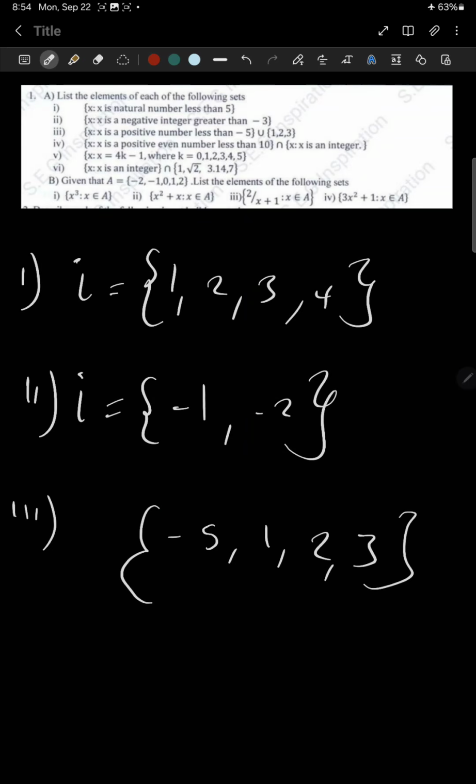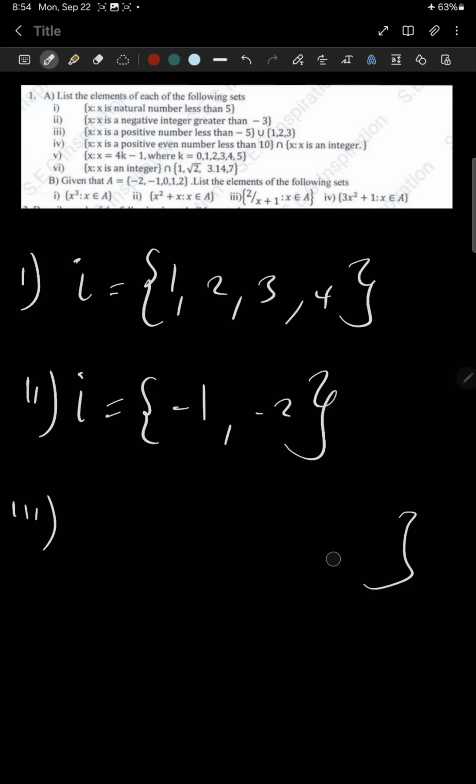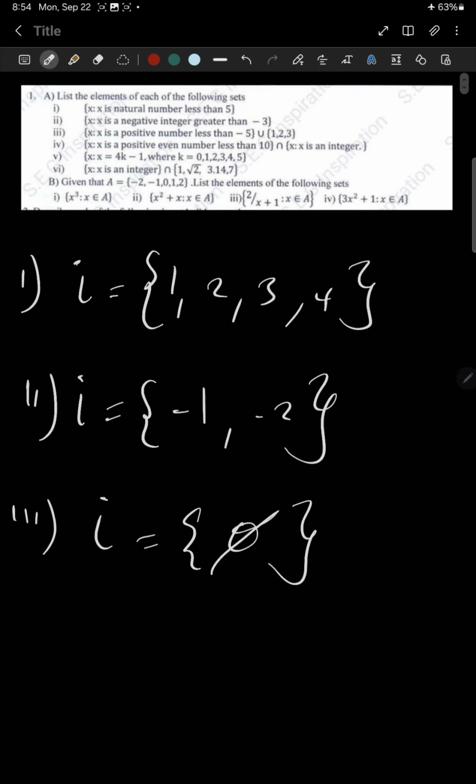That's what it means. Union means you're bringing them together. Now, what positive number is less than these? It's the empty set. Why? Because we have a negative here. There's no negative which is greater than a positive number. So this will just be the empty set. That's how you write the empty set in school.